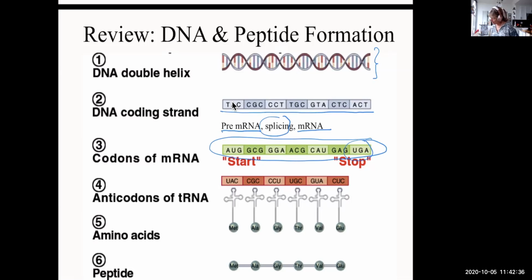The anticodons are here of transfer RNA, here at the end. They are attached to very specific amino acids, which at the end of the process form a peptide. A peptide is a string of amino acids. A polypeptide is a long string of amino acids, and a protein is a really long string of amino acids.